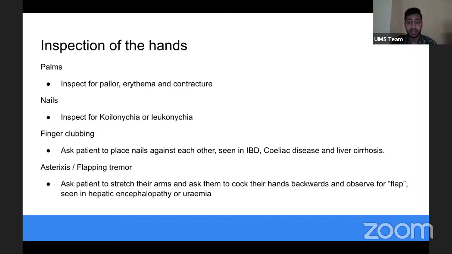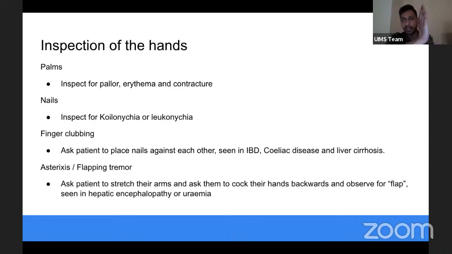And the way that we assess this is we get the patient to stretch their hands. So if you're looking at me, we get the patient to stretch their hands, and we ask them to cock their hands at the wrist. So we have it back. And what should happen is, if they are showing signs of hepatic encephalopathy, the hand should flap. It should fall automatically, like this.